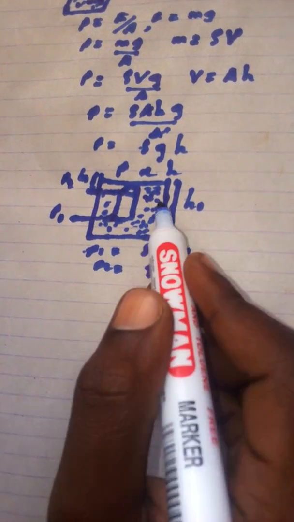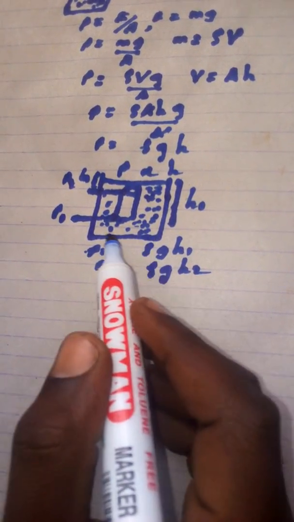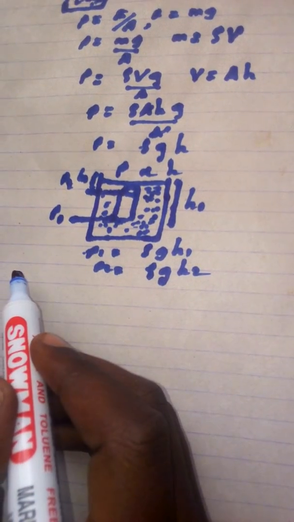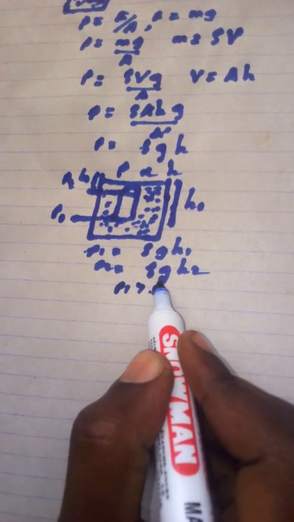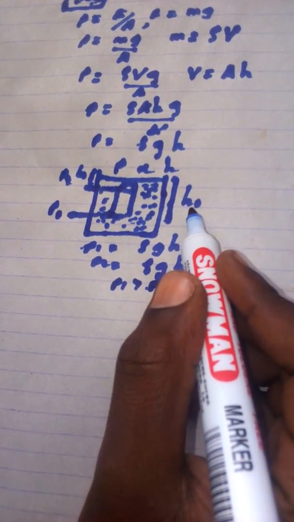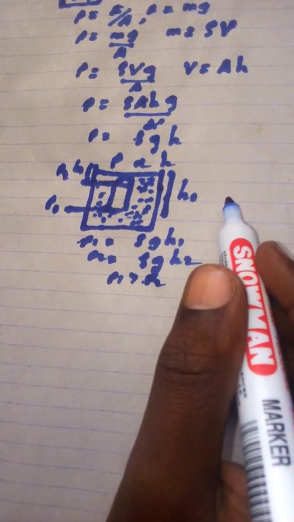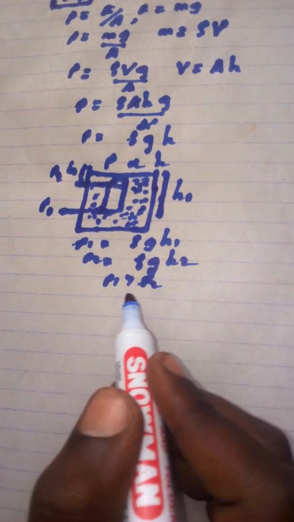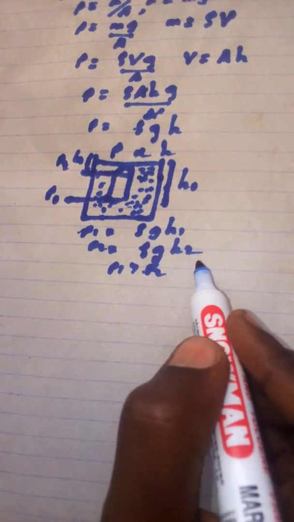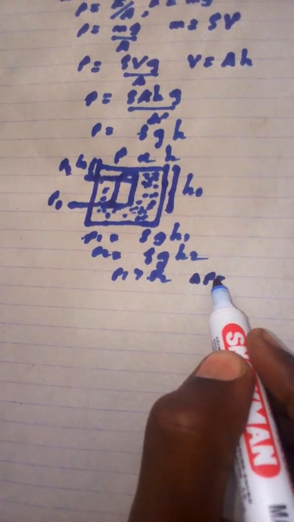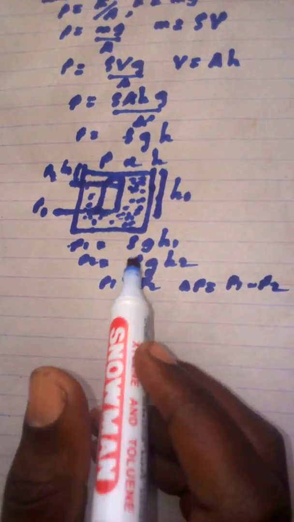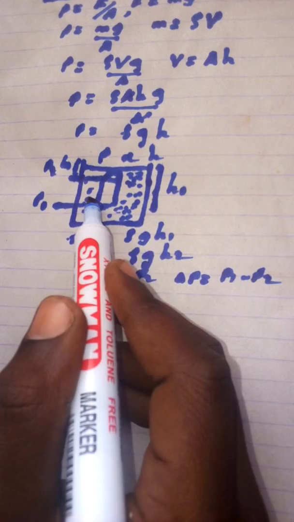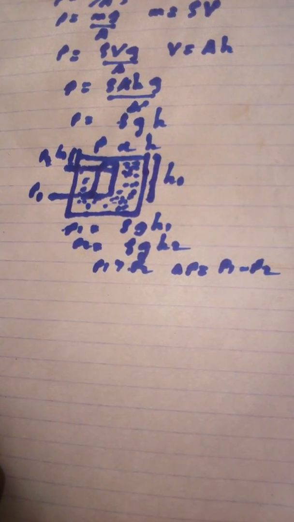Now, which one will have the largest pressure between P1 and P2? Basically, P1 will have the larger pressure because it is at a larger height, because the pressure depends on height. So if we find the difference between the pressures, the change in pressure can be obtained by taking pressure 1 minus pressure 2, because pressure 1 is larger than pressure 2.